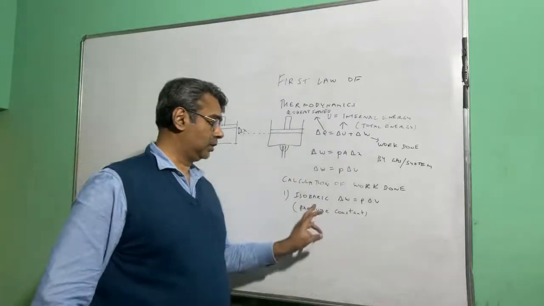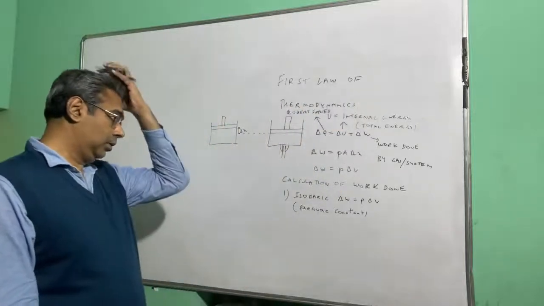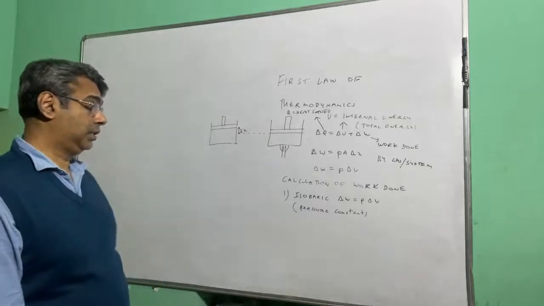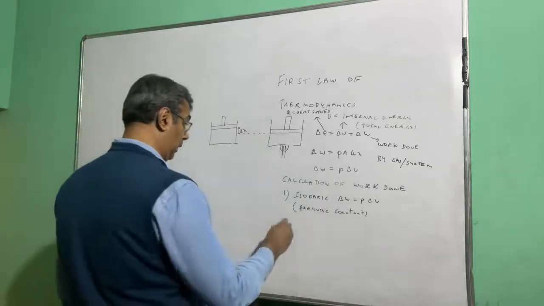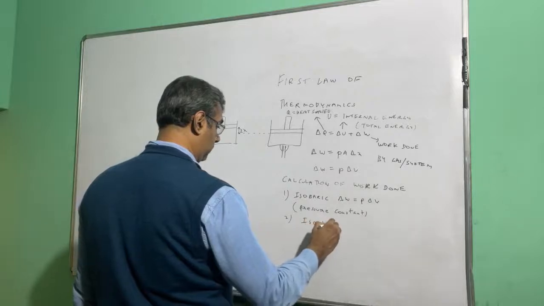So the pressure is constant. If it is isobaric, then delta W will be equal to P into delta V. Then number 2 is isochoric.